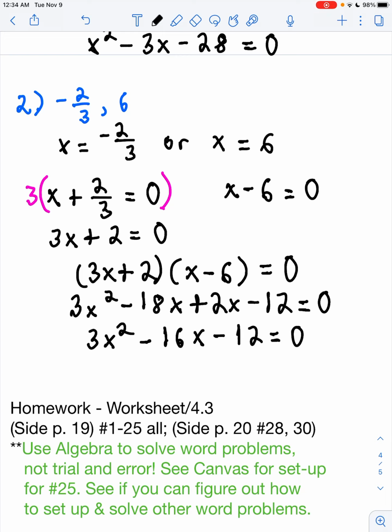On side page 20, you're just doing 2 word problems, 28 and 30. You might have a little problem initially trying to solve them. I don't want you to solve them by trial and error. I want you to use algebra. So if you're stuck, look at Canvas for the setup for number 25 and see if that can help you to figure out 28 and 30.